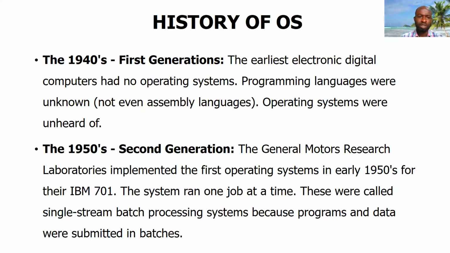In the 1950s, that is around the second generation of computers, the General Motors Research Laboratories implemented the first operating system in the early 1950s for their IBM 701 machine. The system ran one job at a time. These were called single stream batch processing systems because programs and data were submitted in batches.